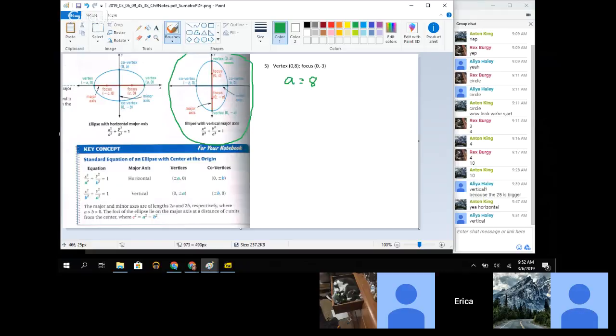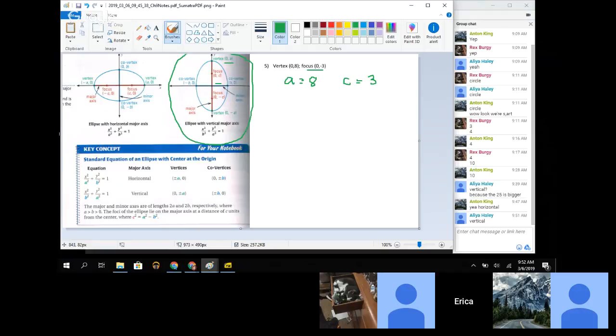Yeah, there you go, Leah. Vertical, right? The other piece of information they tell you is that the focus is at (0, -3). So one of your focus points, your c, is at 3 or -3. We're just going to say 3 because we don't need to worry about that.